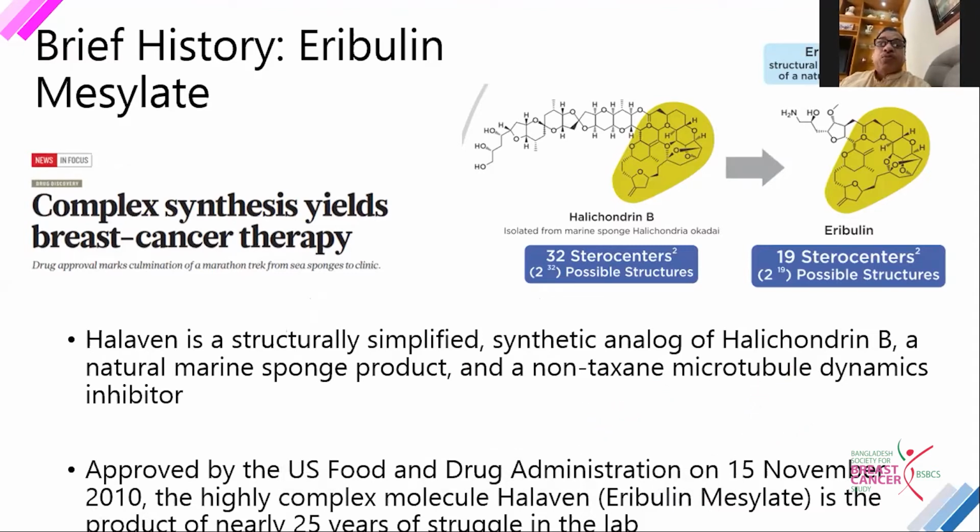It was approved by the US FDA on 15 November 2010 after a long research, nearly 25 years of struggle of research in the laboratory. Then it was approved by the US FDA. We know we have three microtubule inhibitors. One is Halaven, another is vinblastine, and another one is taxanes. Next slide, please.